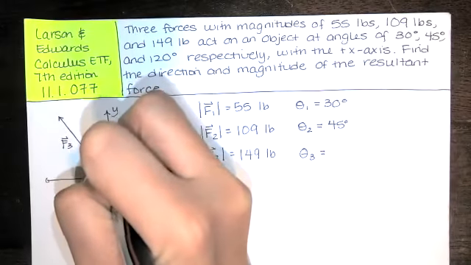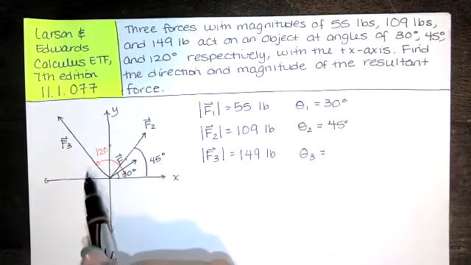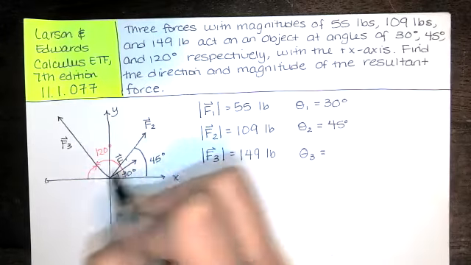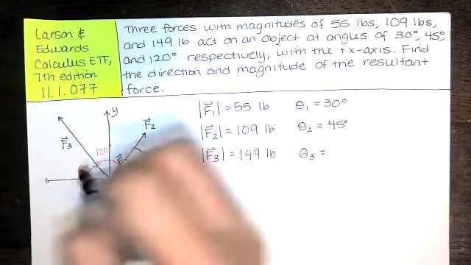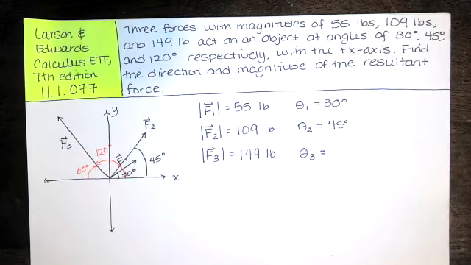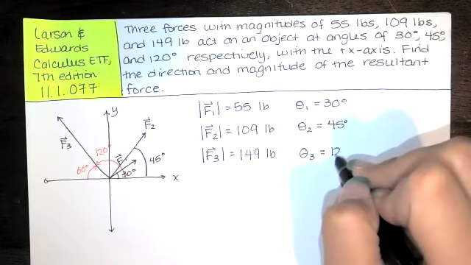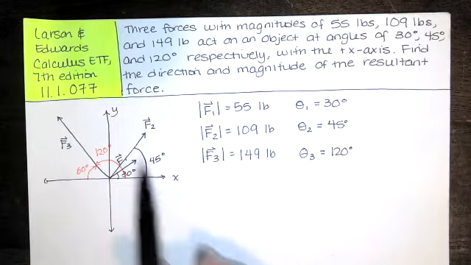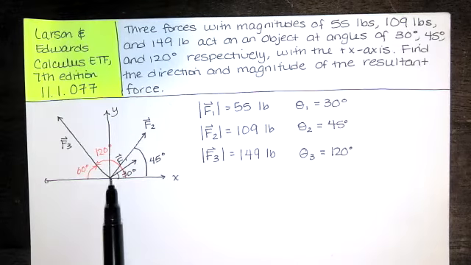is 120. Now, if that's 120, the reference angle over here is 180 minus 120, or 60 degrees. So you can use the 120-degree angle if you choose to, or you can use the reference angle of 60 degrees. Either one is fine. Now we've got all 3 of these forces acting on some object here.